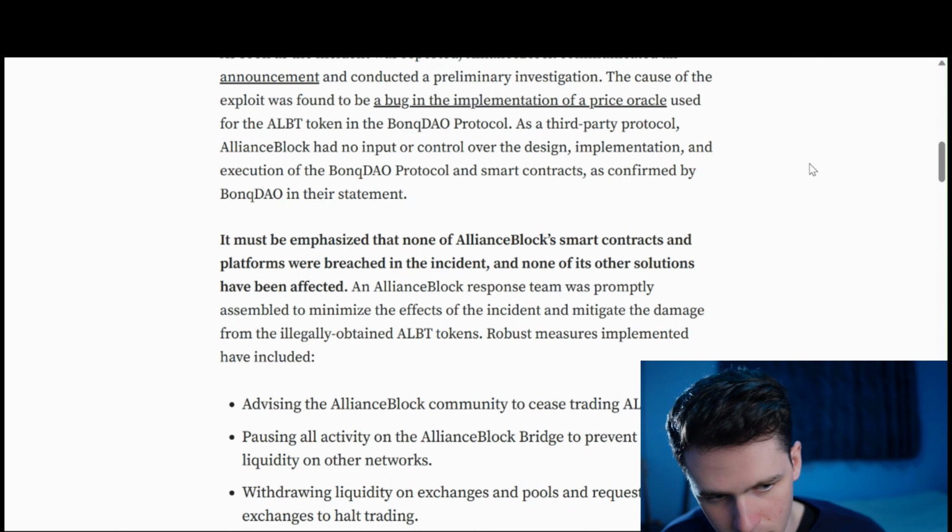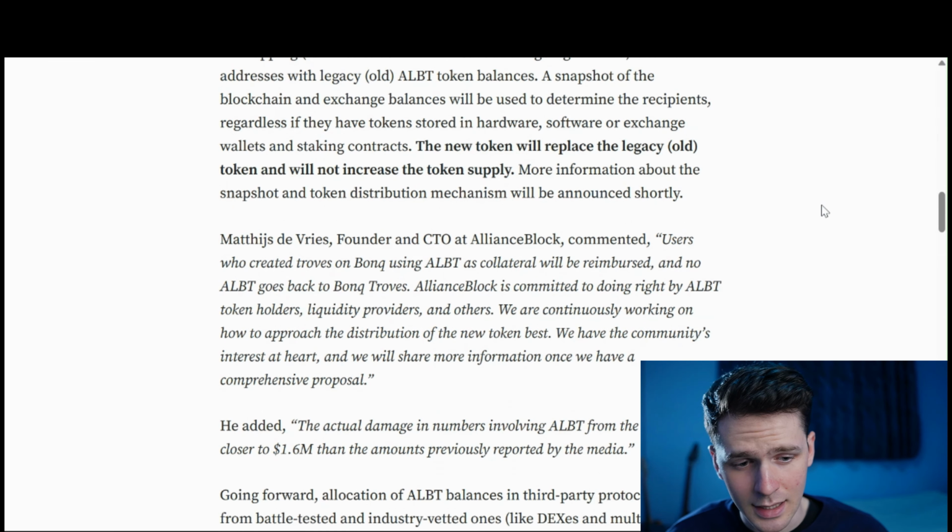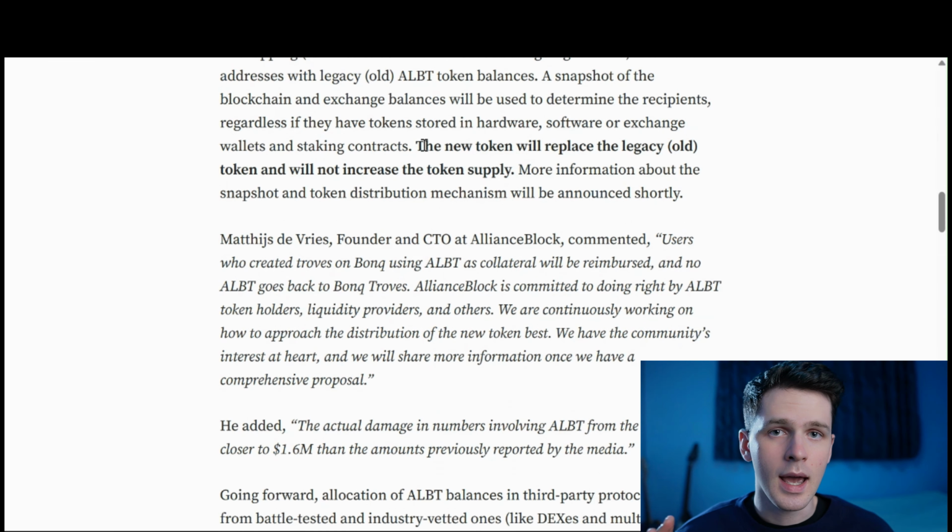AllianceBlock had no input or control over the design, and they insisted that smart contracts, platforms, and solutions were not affected by the whole situation. They handled it perfectly, and the whole transition we've seen from the old ALBT token, the legacy token, to the new NXRA token.